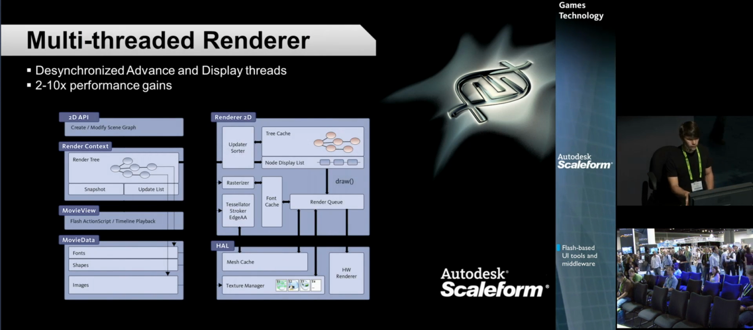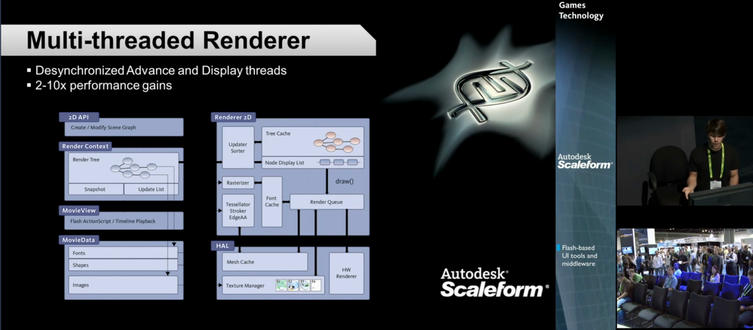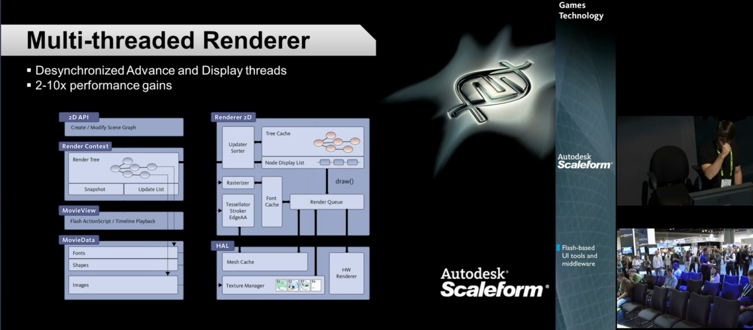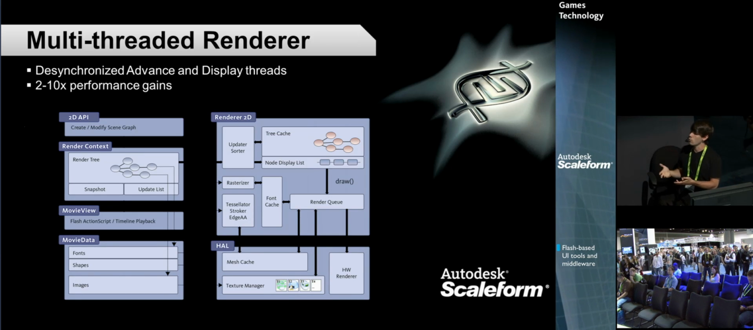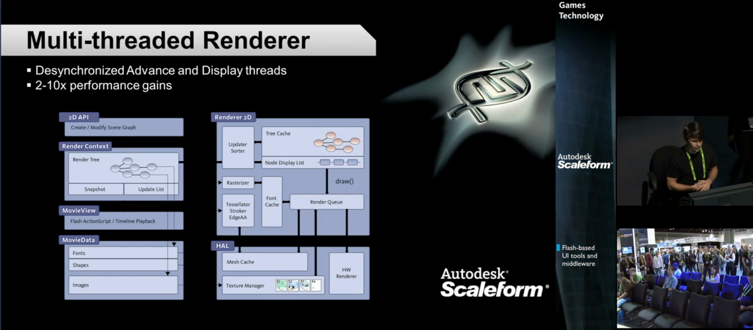4.0. Performance has always been one of our top priorities, and for 4.0, we spent the last 2 years developing an entirely new multi-threaded intelligent renderer. This allows us to desynchronize the advance and display threads, which will give you about a 2 to 10 times performance gain, depending on your engine and your implementation.